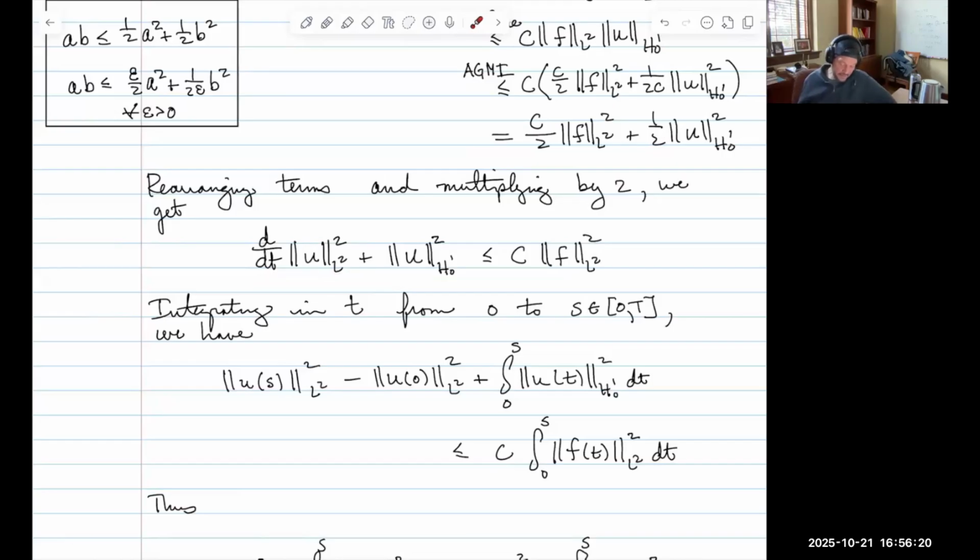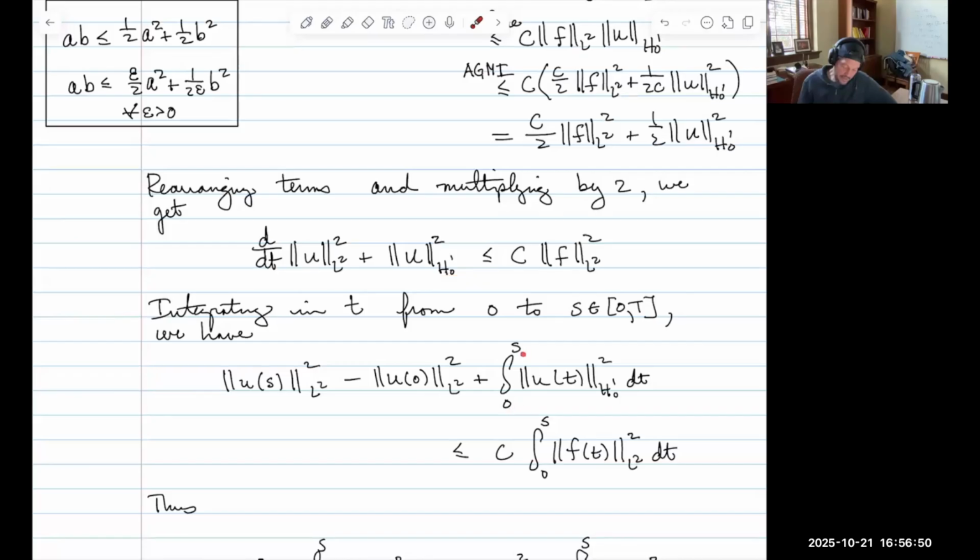When I integrate a time derivative, I just get the evaluation of this function at the endpoints. What are the endpoints in this case? s and 0. So the result of doing that integration on this term gives us the L2 norm of u(s) squared minus the L2 norm of u0 squared, because I'm integrating from 0 to s. This term I can't do anything with. I'm just going to leave it in its form.